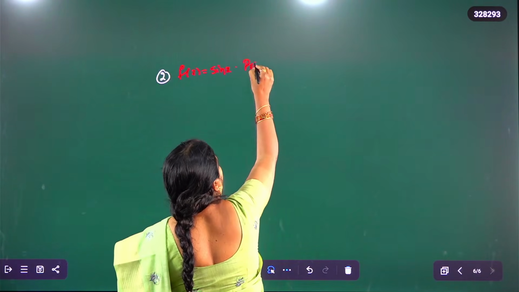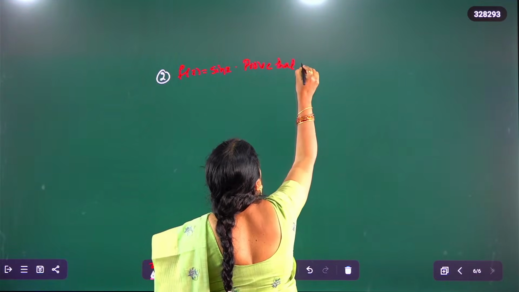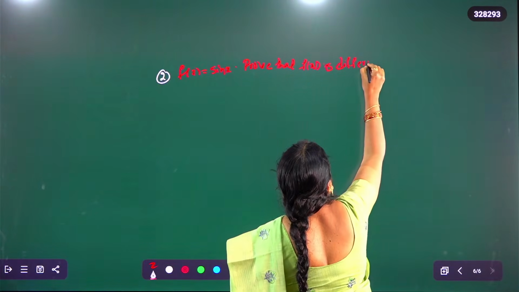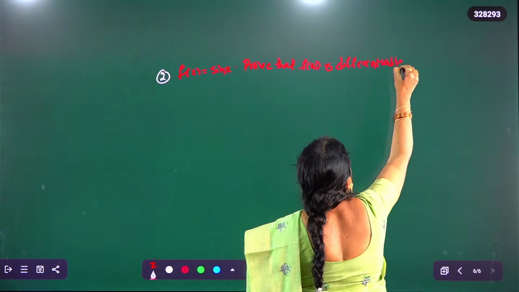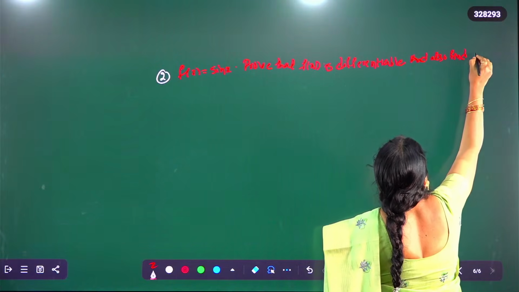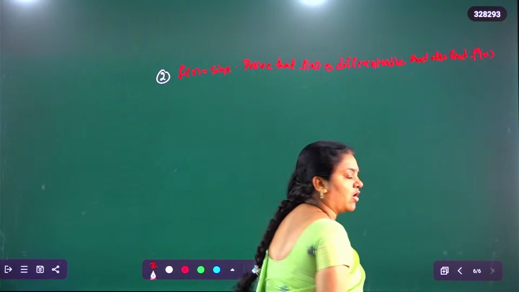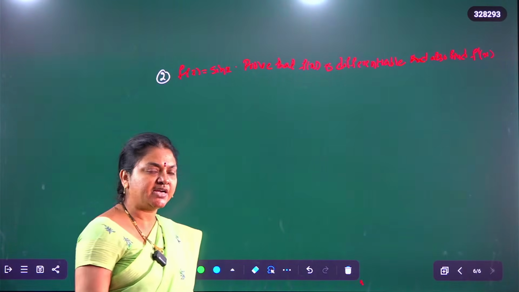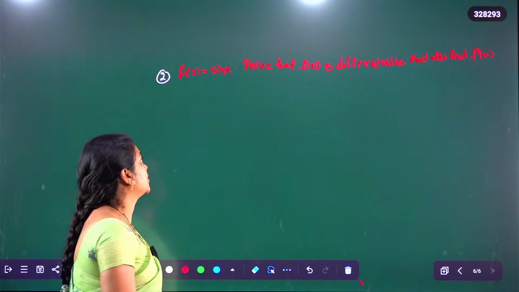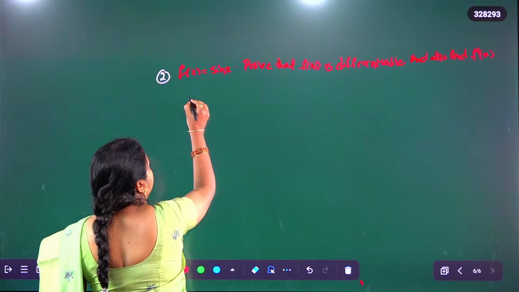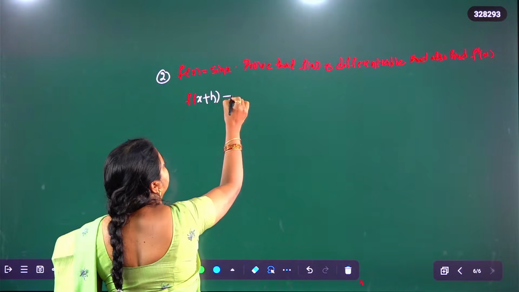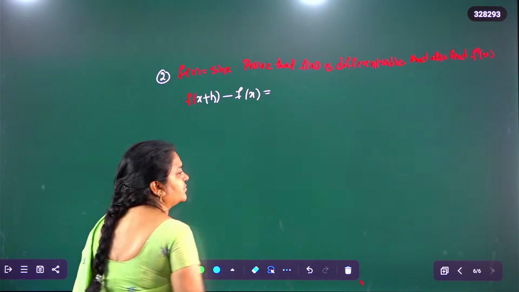Prove that f of x is differentiable, and also find f dash x, right? Here also we will use the first principle, the derivative by first principle. So what we will do here, generally first we find f of x plus h minus f of x. Here f of x plus h minus f of x, isn't it?